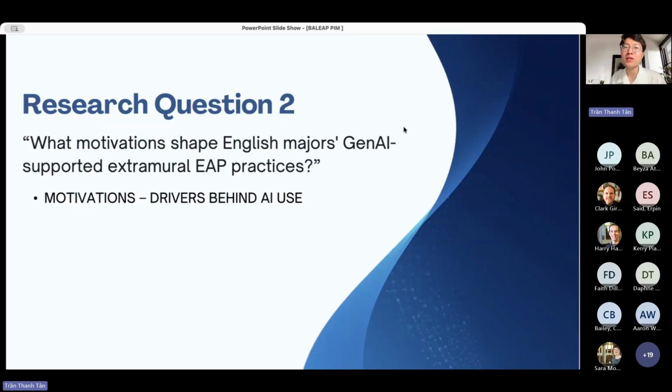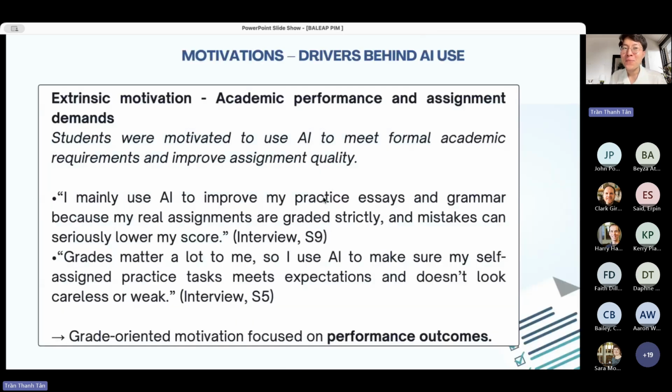Let's move on to question number 2 about motivations. It means, what are the drivers behind AI use? So let's talk about extrinsic motivation first. That is for academic performance and assignment demands, even when they use AI in an extramural environment. However, English majors also care about academic performance. The students were motivated to use AI to meet formal academic requirements and improve assignment quality.